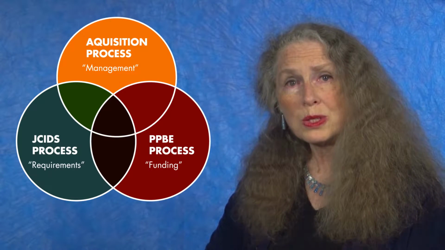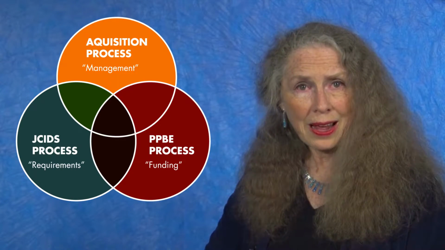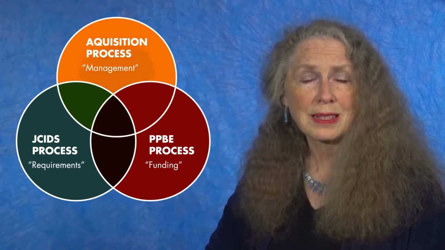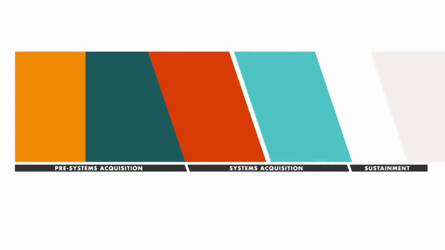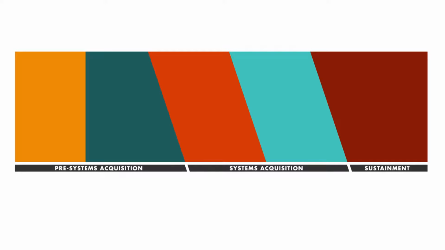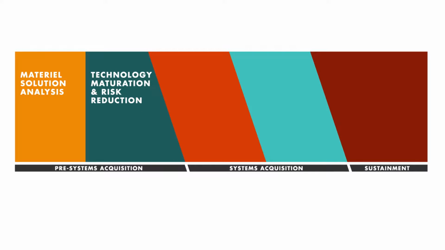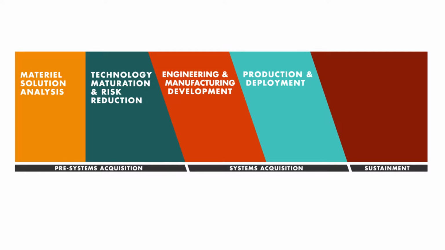Our focus in this tutorial is to understand the defense acquisition process. There are 5 phases identified in the accompanying figure. Reading from left to right, the first phase is the Material Solution Analysis phase, followed by the Technology Maturation and Risk Reduction phase, the Engineering and Manufacturing phase, Production and Deployment, and finally, Operations and Support.